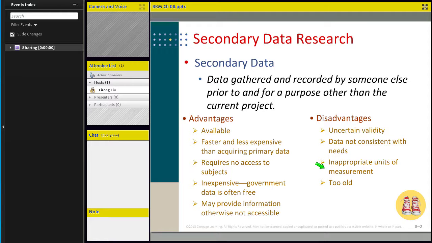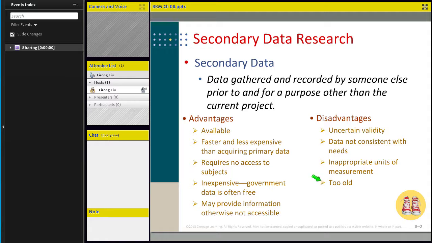Another disadvantage is there might be inappropriate units of measurement, meaning that sometimes you may want to collect data at the household level, but data might be only available at the county level. And for such situations, the researcher either has to do the research at the aggregated level, or the researcher has to collect data themselves.